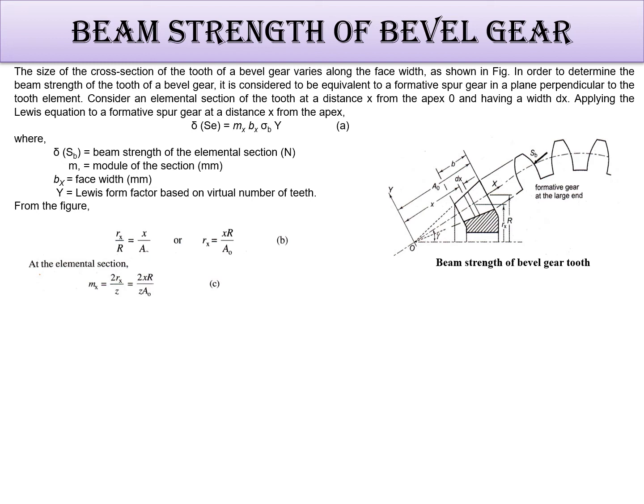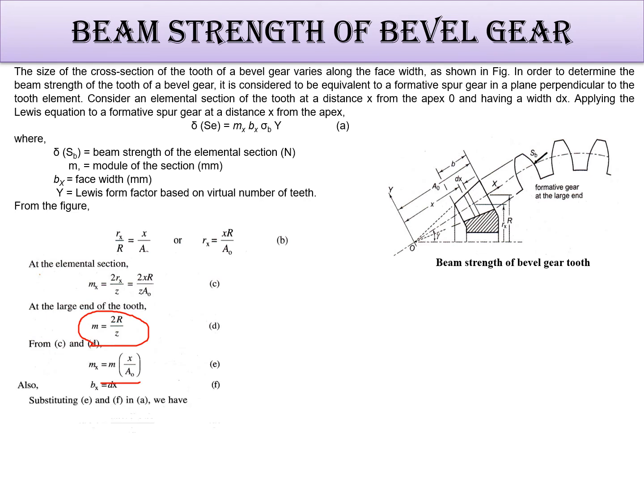At the elemental section, mx is equal to 2 times Rx upon Z. So based on these two equations, what we get is that at the large end, always on a bevel gear, just remember that we have to design the gear teeth at the large end only. There is nothing for the small end. So m is equal to 2 times capital R upon Z. Now from C and D we get mx is equal to m into x upon AO. This is the value for mx.